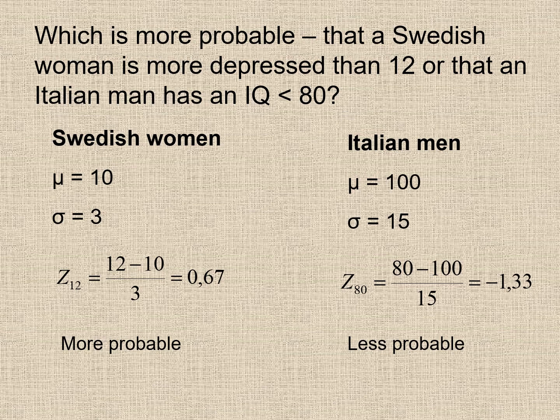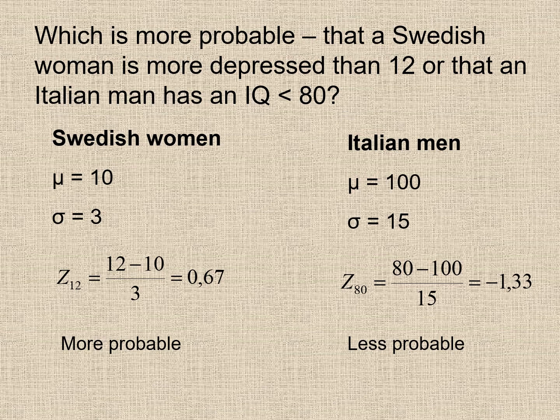If we take the value 12 on the variable depression among Swedish women, we calculate 12 minus 10. That's how much it deviates from the population mean. And we divide by 3, the standard deviation, and we get the value of 0.67. So in order to get a Swedish woman that is more depressed than 12, she has to be more than 0.67 standard deviations above the population mean. She has to deviate more than 0.67 standard deviations from the population mean.